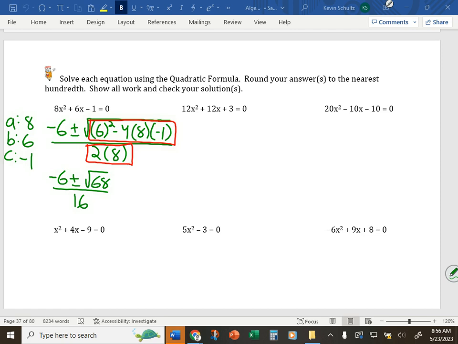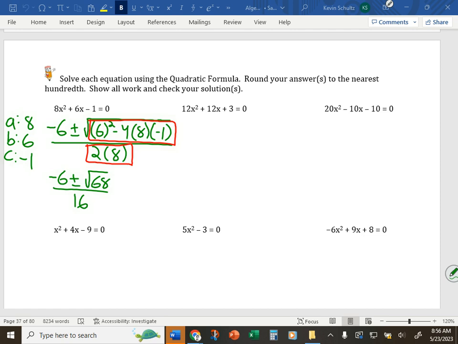Yes, the root of 68 is not a perfect square. The root of 64 is 8, the root of 81 is 9, the root of 68 is going to be somewhere in between. Now we've talked about before, if we take the root of 68, it's an irrational number, which means you're going to have to round it.